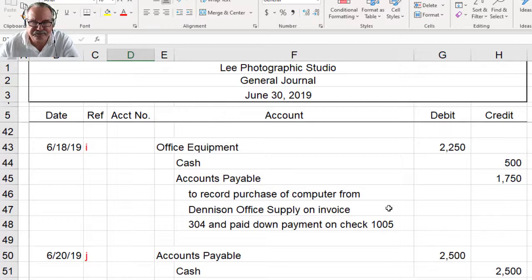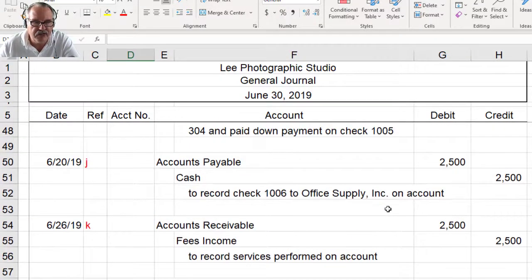Then we have some office equipment we bought. Debit office equipment, $2,250. We paid $500 in cash. We paid, and we're going to pay $1,750 later. Transaction J, we made a payment to office supply on account. So accounts payable is going down. It's a liability. That's a debit. Cash is going down. That's a credit, $2,500.